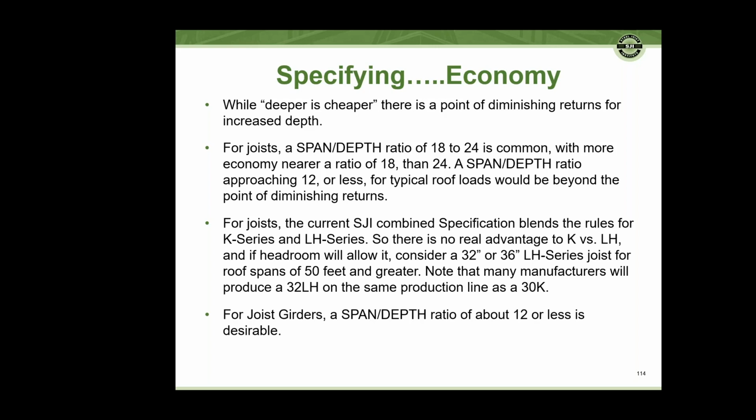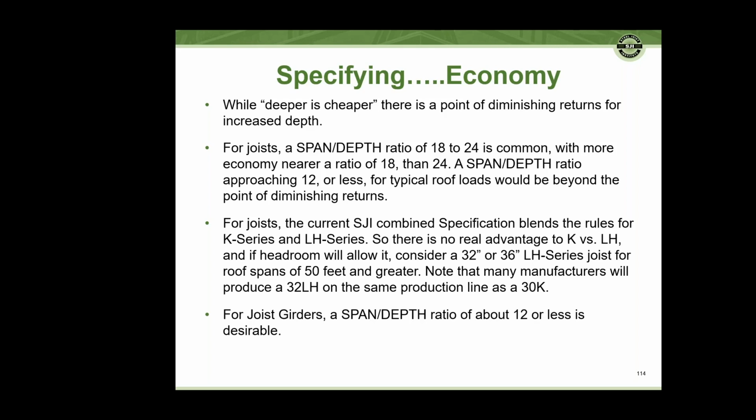As far as a point of diminishing returns, if we get to a span to depth ratio approaching 12 or less, then for typical roof loads, that would be beyond the point of diminishing returns. So say, for example, a 30-inch deep joist and a 20-foot span is getting beyond the point of gaining economy by being deeper. That's for roofs. For floors, that would change a little bit as we got to more loading.